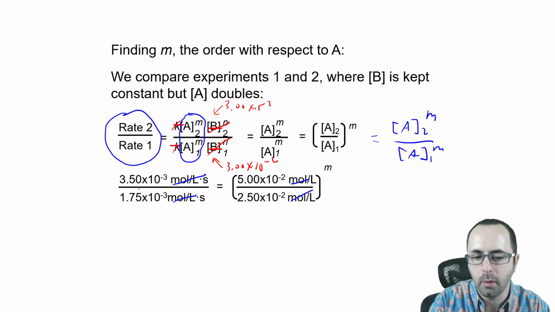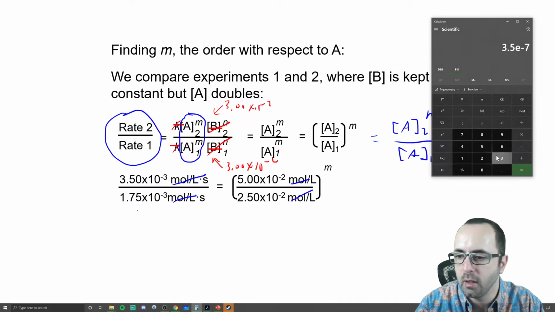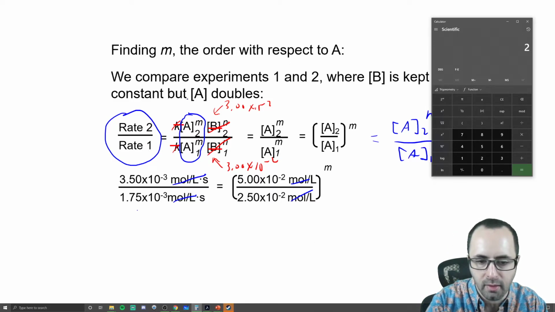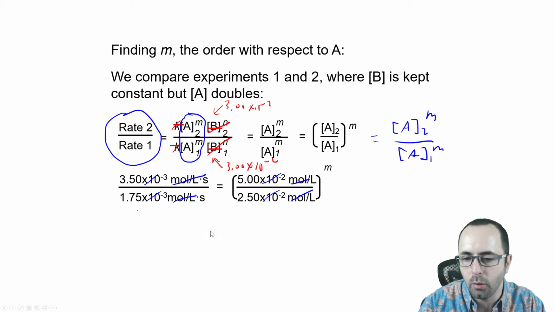And then this is going to be 2. And this is going to be 2 as well. So we can put that in the calculator if you want some confirmation. But it's basically 3.5 divided by 1.75. The 10 to the minus 3 is canceled too. And you get 2. Or 5 divided by 2.5. You get 2. I guess you could say that these cancel too. They just so happen to cancel, because they're both the same on the top and the bottom. So you get 2 equals 2 to the m power.